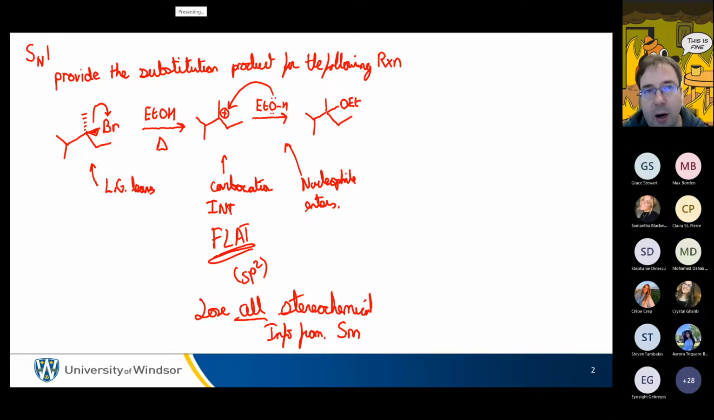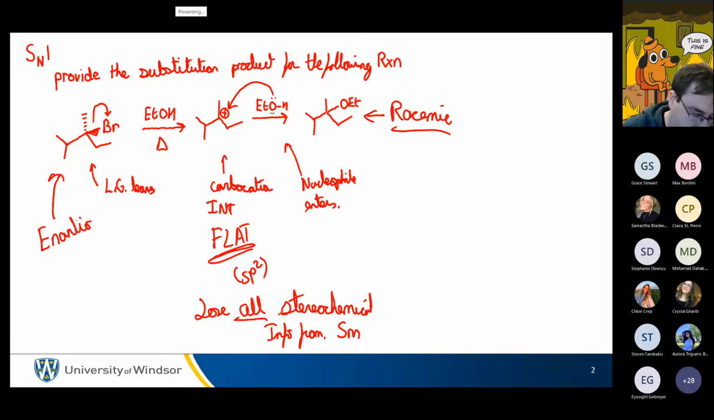So we don't have an up or down wedge. So if we did have R or S to begin with, we now have a racemic mixture. So this was enantiomer pure, or now racemic. Perfect.